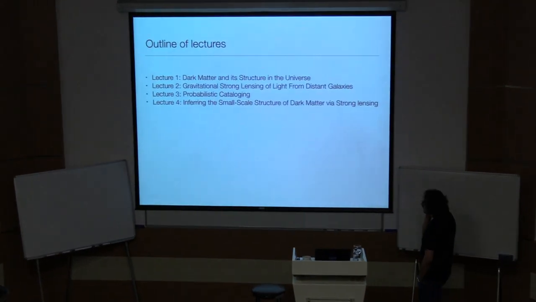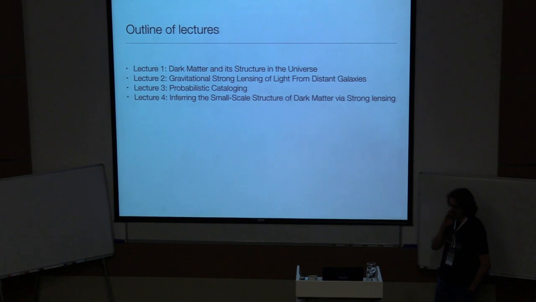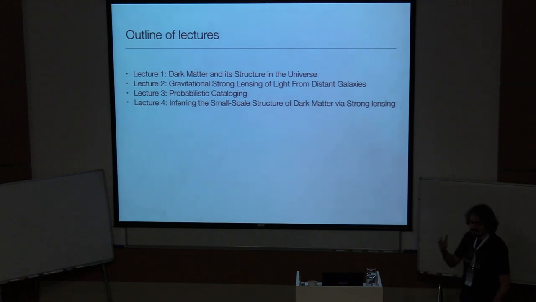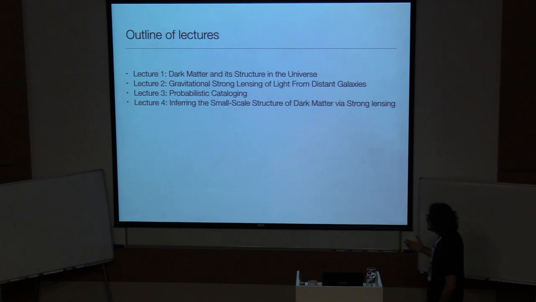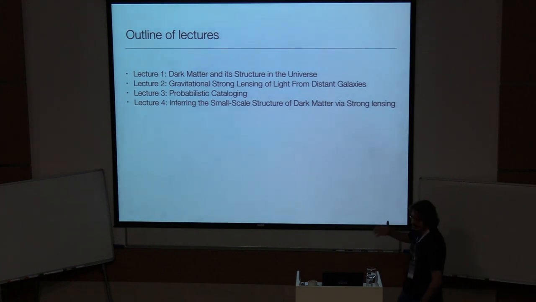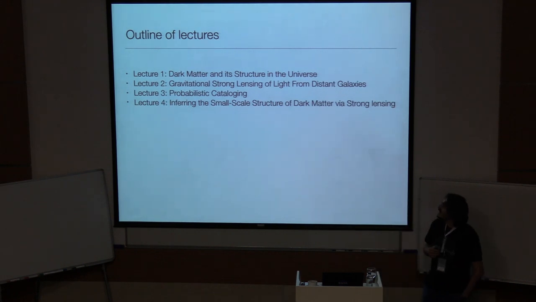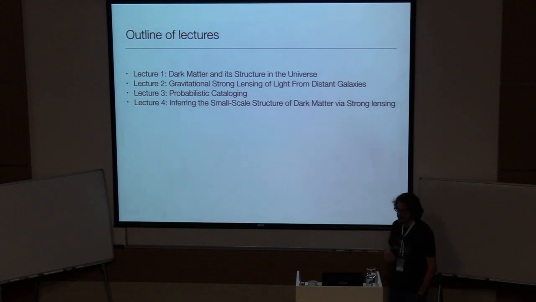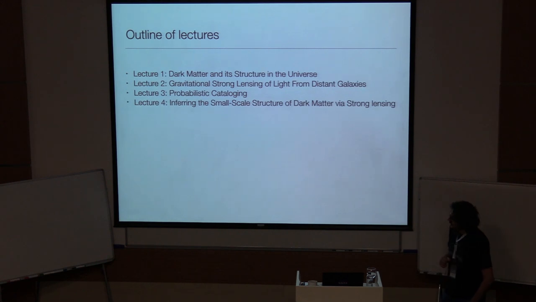So today's lecture, lecture one, is about dark matter and its structure in the universe. By structure, I mean spatial distribution as a function of time. We will discuss various aspects of the structure formation and how dark matter is involved in this. Second lecture, which will be the second lecture of today, will be about gravitational strong lensing. I will start with gravitational lensing as a general idea and then go into strong lensing, the lensing in the strong regime, and then tie it to astrophysics, just show some pretty pictures about how strong lenses actually come into existence in our universe.